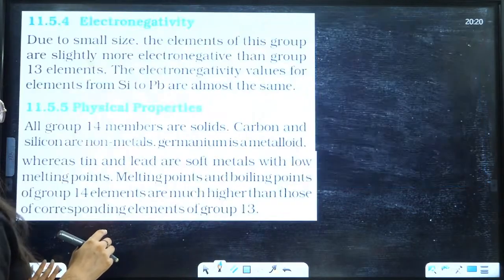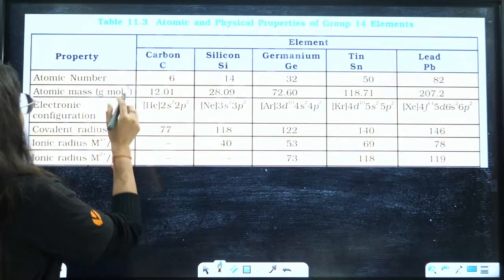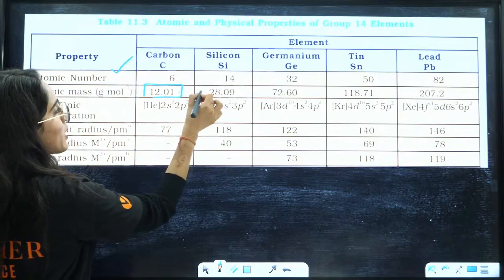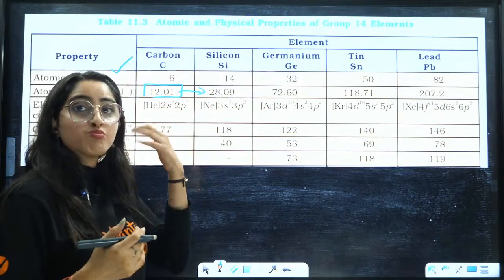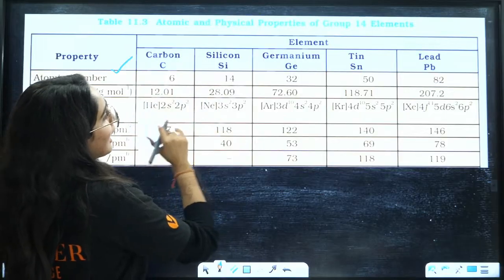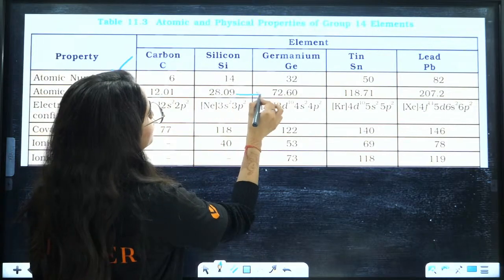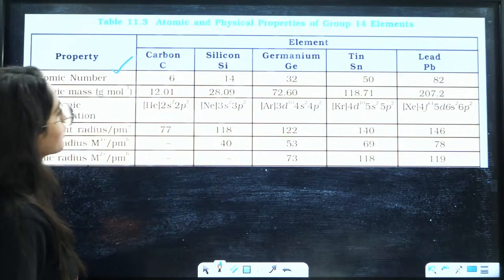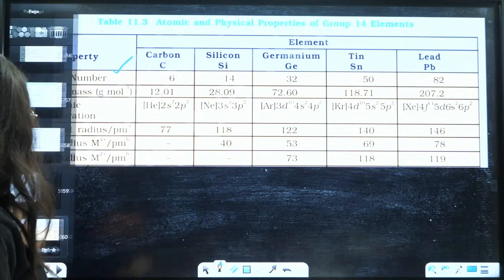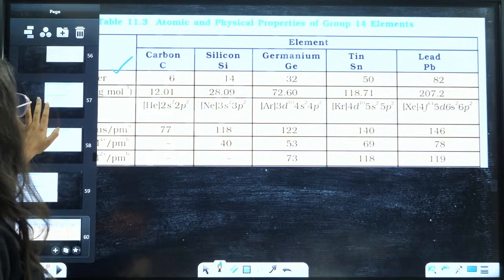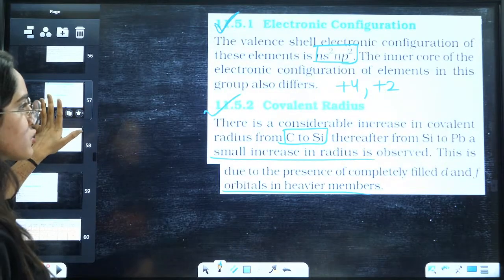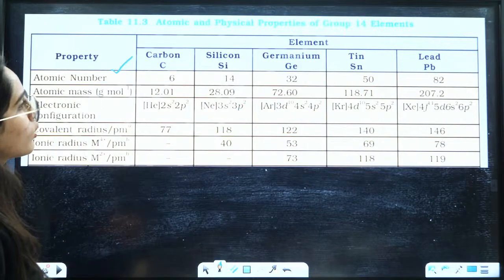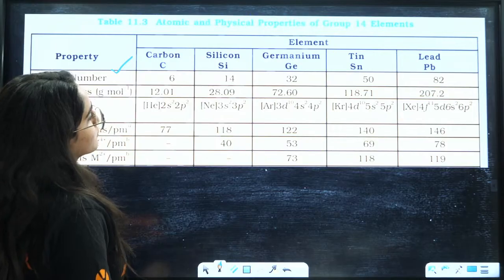Okay, wait a minute, let me show you that in the table only. This is the atomic number, atomic mass. So here it is a large increase from 12 to 28, that is more than double, right? But after that, there is a small increase, 28 to 72. From carbon to silicon, a considerable increase. Then from silicon to lead, there is not that much increase.